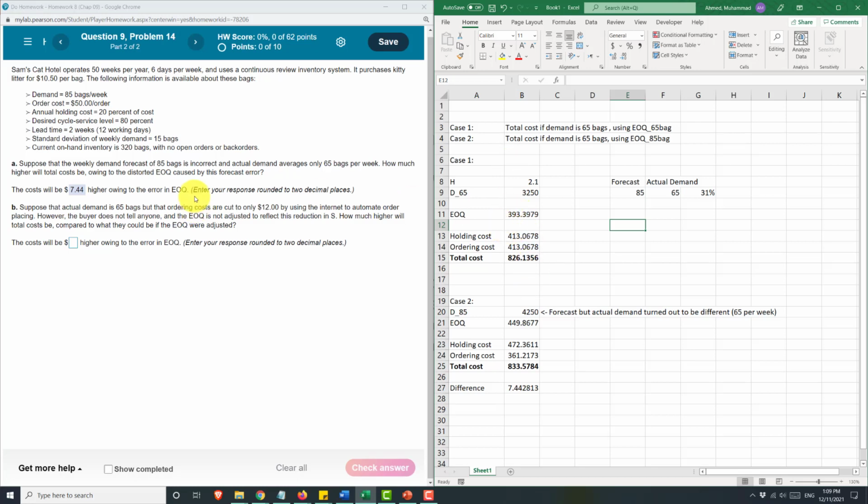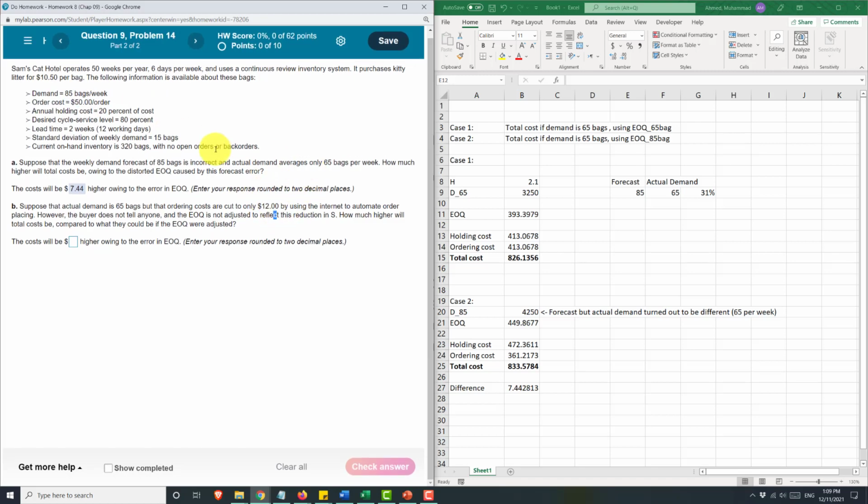So now part B is going to be similar. Suppose actual demand is 65 bags, but ordering costs are only 12. So instead of 50, the ordering costs are now 12 because we automate the ordering process.